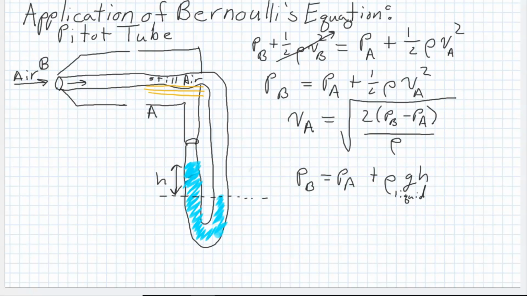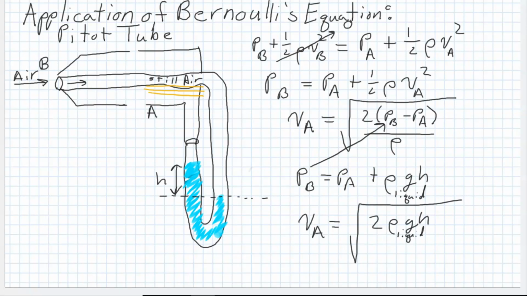So this is the manometer equation, and notice I can substitute this in for pressure B here, giving me the equation that the airspeed is equal to the square root of the density of the liquid, times the acceleration of gravity, times the height difference in the liquid, divided by the air's density. All right, that's the end.